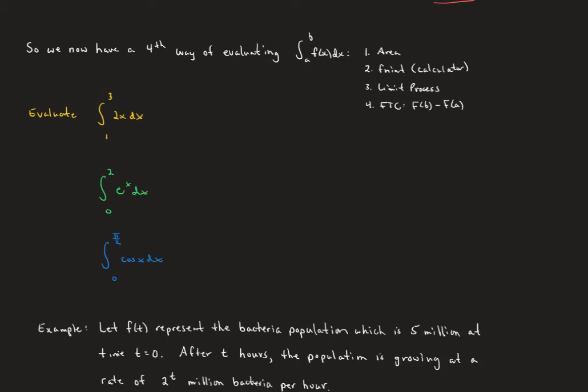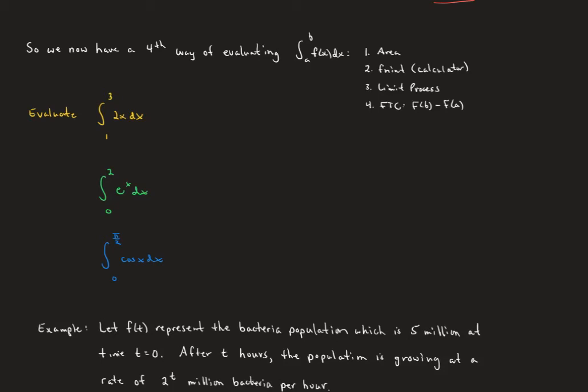Our second way is using our calculator. That's always a popular one. The third way is our least favorite, what we've been talking about before vacation, the limit process. That is where you divide it into n rectangles and come up with that expression, take the limit as n goes to infinity, and use those formulas. And now the one that's going to be really our bread and butter is the fundamental theorem of calculus. So let's see how we're going to use this.